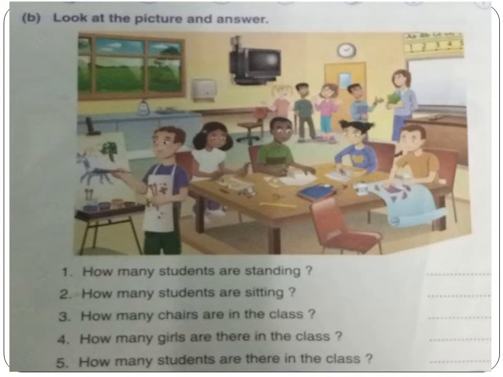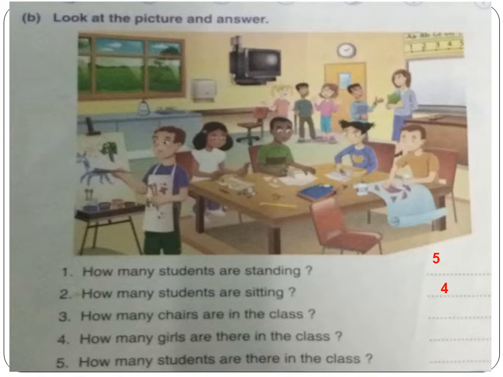Look at the picture and answer. So how many students are standing? You can't include the teacher here. You have to exclude her, and the rest of the students you have to count and tell me. It is 5. Next, how many students are sitting? It is 4. You can find 4 students are sitting.